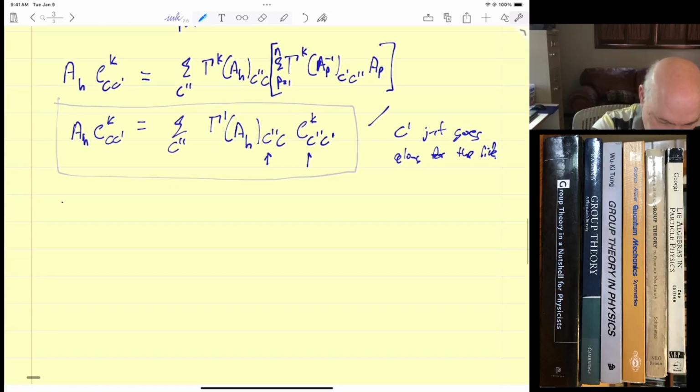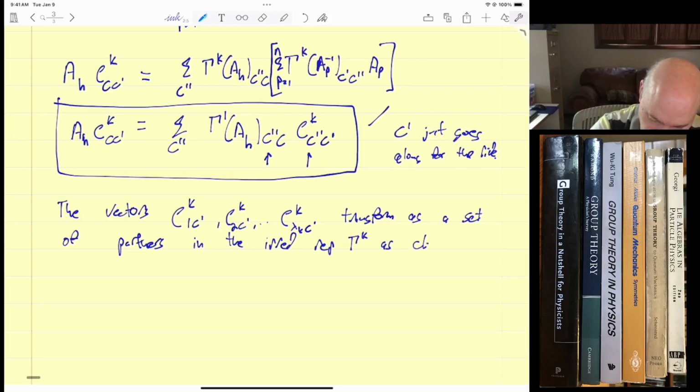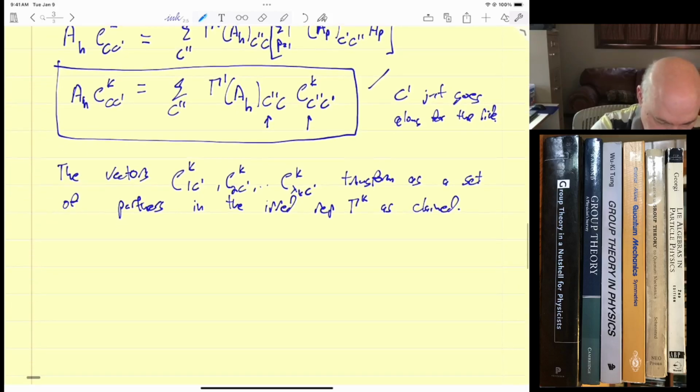And basically this says that the vectors, group elements, whatever you want to call them, transform as a set of partners in the irreducible rep gamma K as claimed. They span a left ideal since when you operate on them with a group element, an element of the group algebra, you get back into that left ideal. And they're irreducible since gamma K is irreducible.